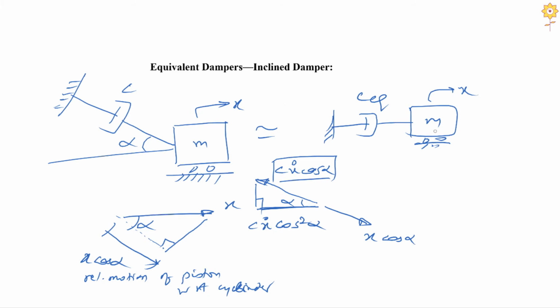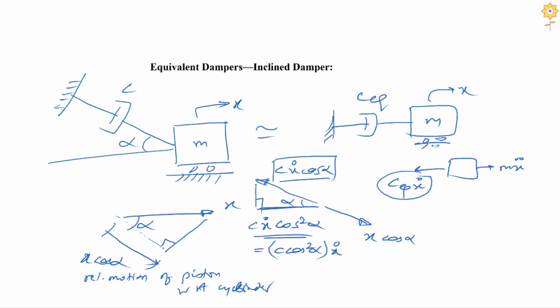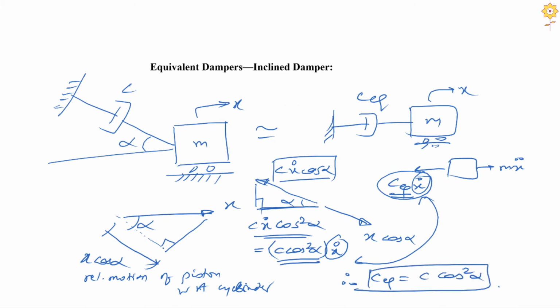If I draw the FBD for this mass for the equivalent system, I have m x double dot, and here I should have C equivalent into x dot as the force. Let me write it in terms of something into x dot. For the real system, which has the inclined damper, this can be written as c into cos squared alpha multiplied by x dot. Then you equate both of these, separating out the x dot term, and whatever remains is the C equivalent. Therefore C equivalent is equal to c times cos squared alpha, very similar to the springs which are inclined to the movement of the mass.